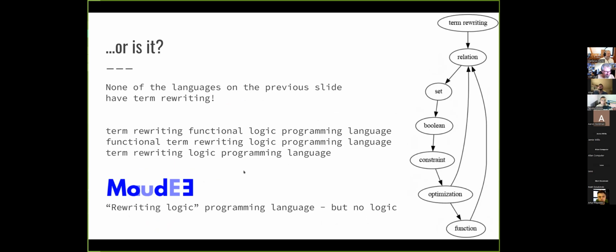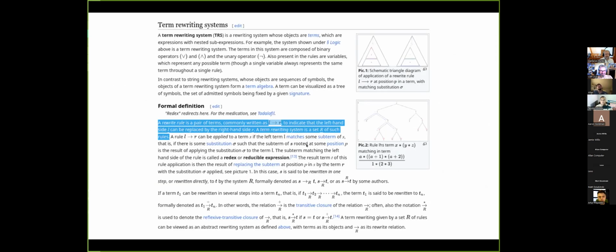So why term rewriting? Why is that so make or break for you? Well, because term rewriting subsumes functional programming. So you don't need functions if you have term rewriting, at least in theory. So I have an explanation of term rewriting.